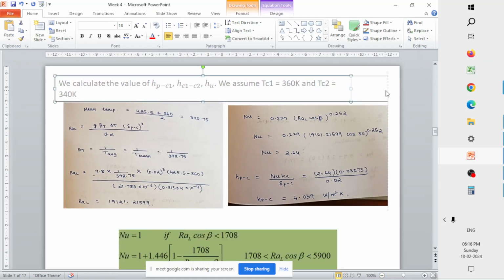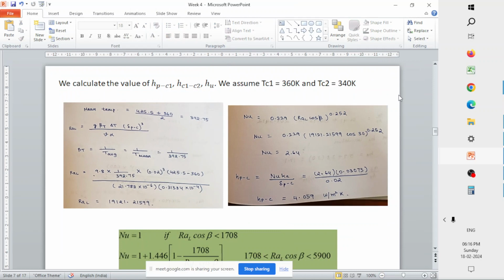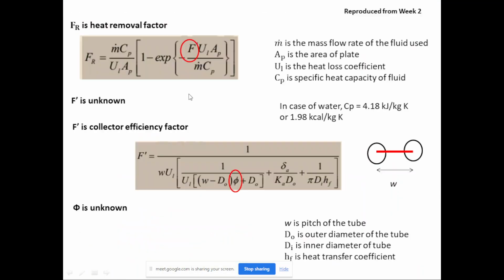So totally, for solving these kind of problems, we have to make 3 assumptions at first itself. One is your UL, that is your loss coefficient in the flat plate collector system. That value is assumed. Now we are also assuming the temperature of the covers, that of the transparent glass cover used in your flat plate collector. Since you do not have the provision to know the values of Tc1 and Tc2, we actually make these assumptions here.